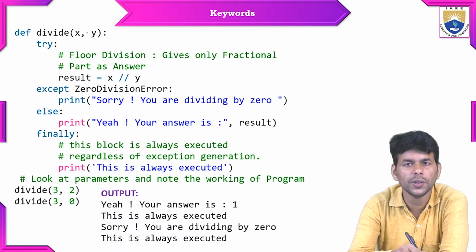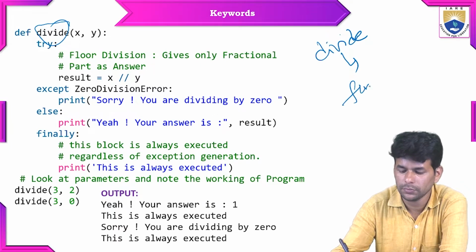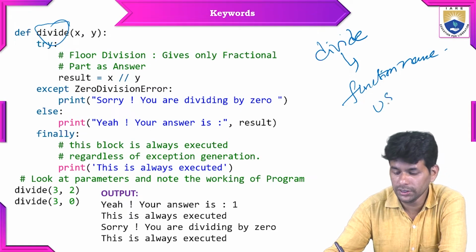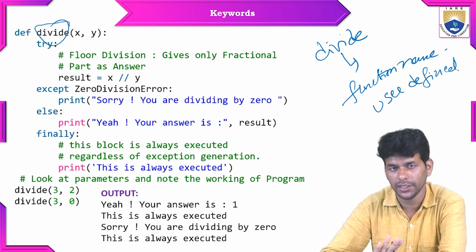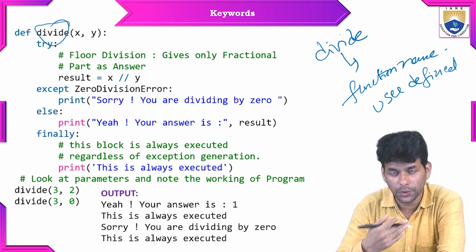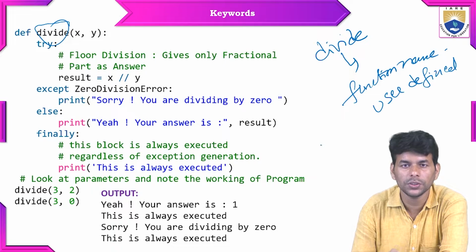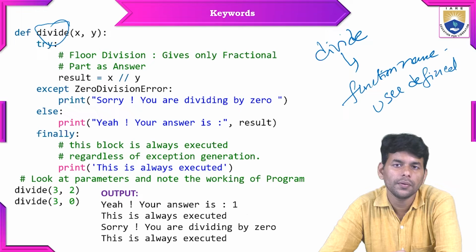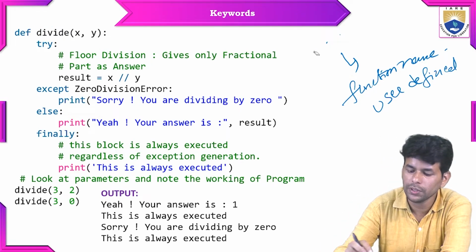Let us see here. In this particular program, divide is a function name. It is a user defined function name. That means we are the users, and we are creating new functions for my programming. By using this def keyword, we can create a new user defined function in my program. So this is about the different types of keywords.